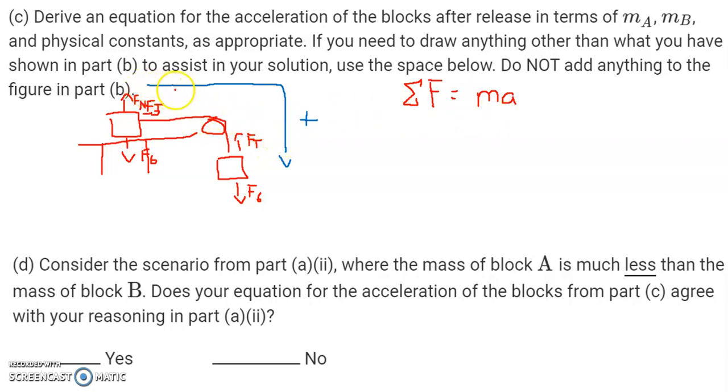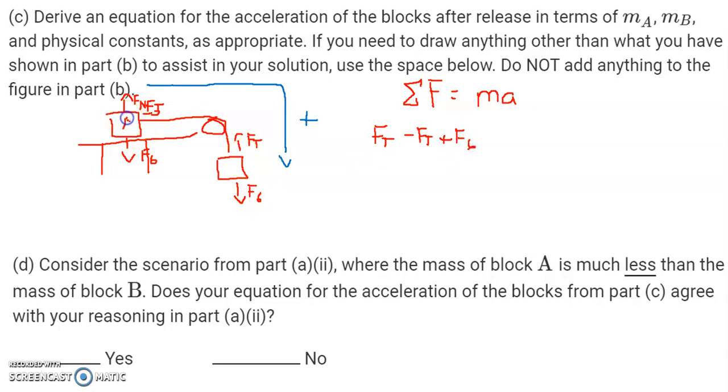So all the forces going this direction and down are positive, and all the forces going in the opposite direction are negative. Do we count this force normal and this force gravity? No, we don't, because it's not in the direction of the acceleration. So we have a positive force tension here. Then we've got a negative force tension here. Then we have a positive force of gravity.